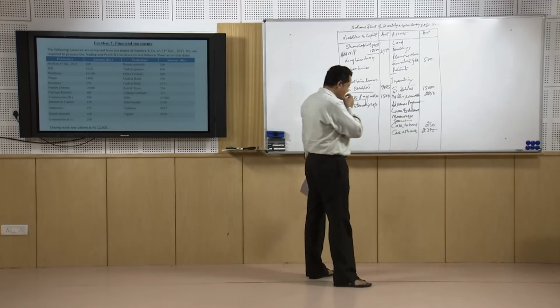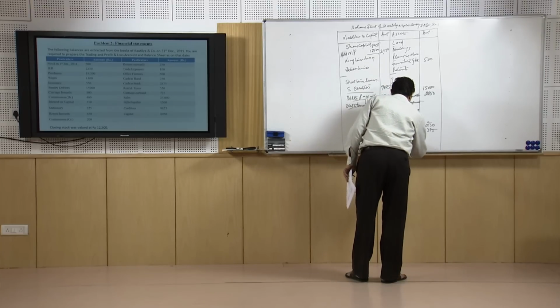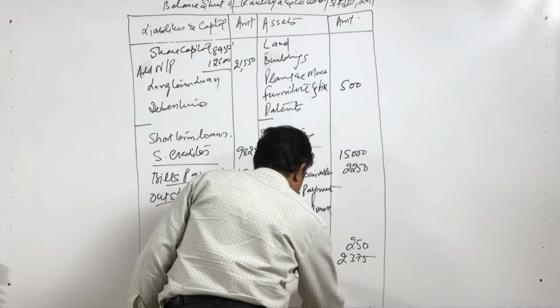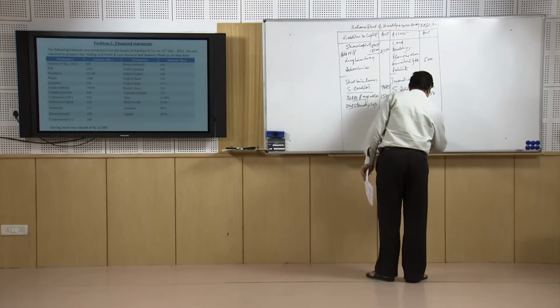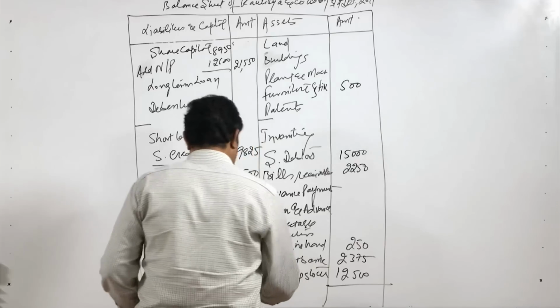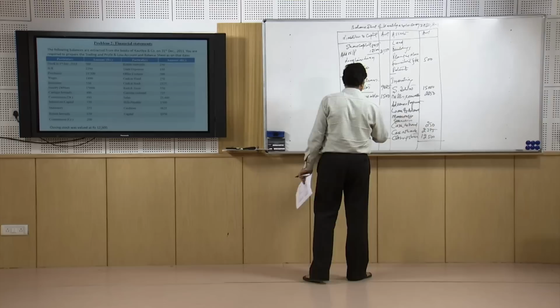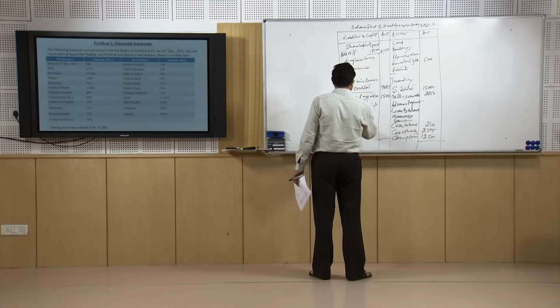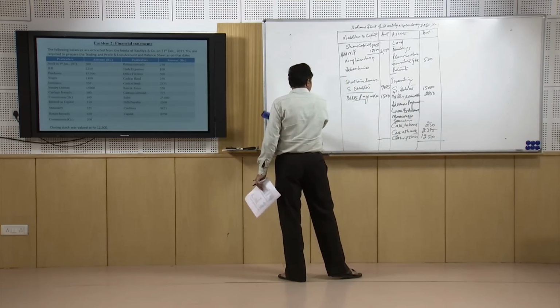So, it is cash at bank, and finally we will be taking the closing stock. If you take the closing stock, the figure is 12500. So, I think all the items we have taken here, and there is no other balance. Say for example, outstanding expenses, no outstanding expenses are there. So, we will have to omit that.